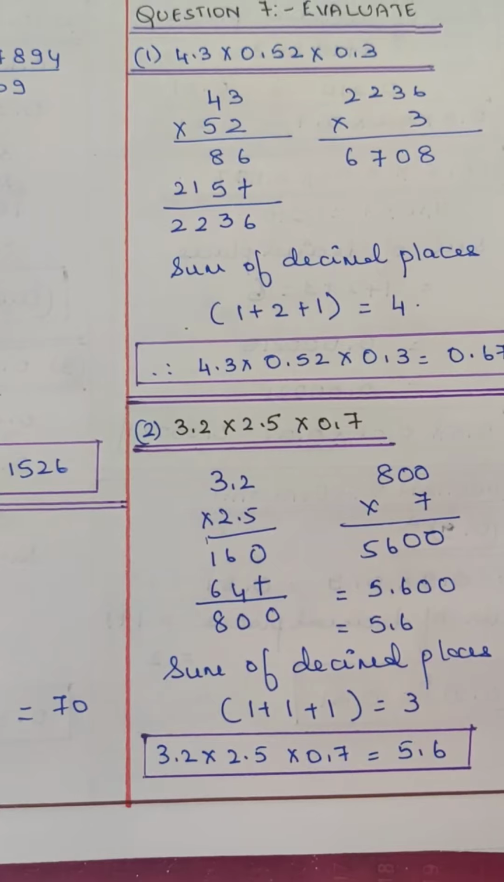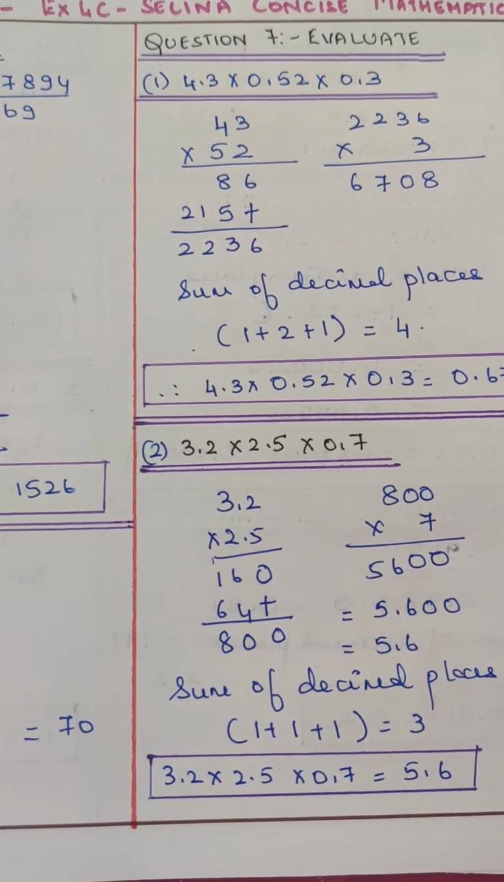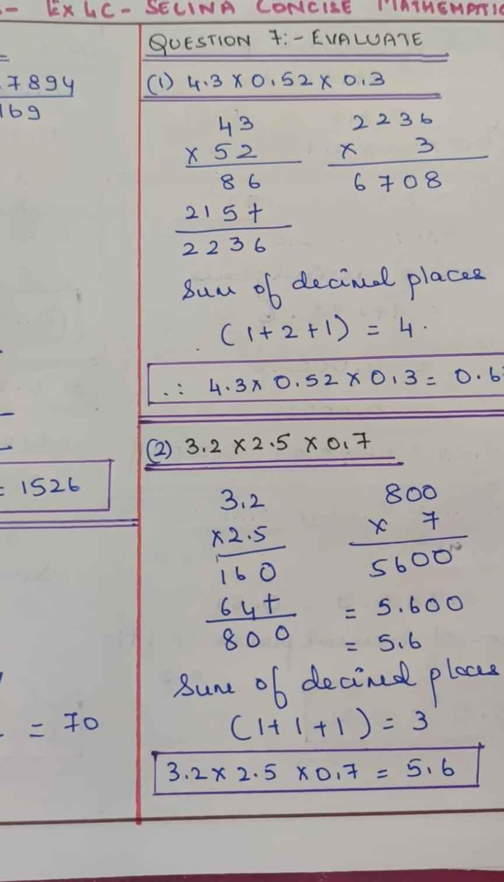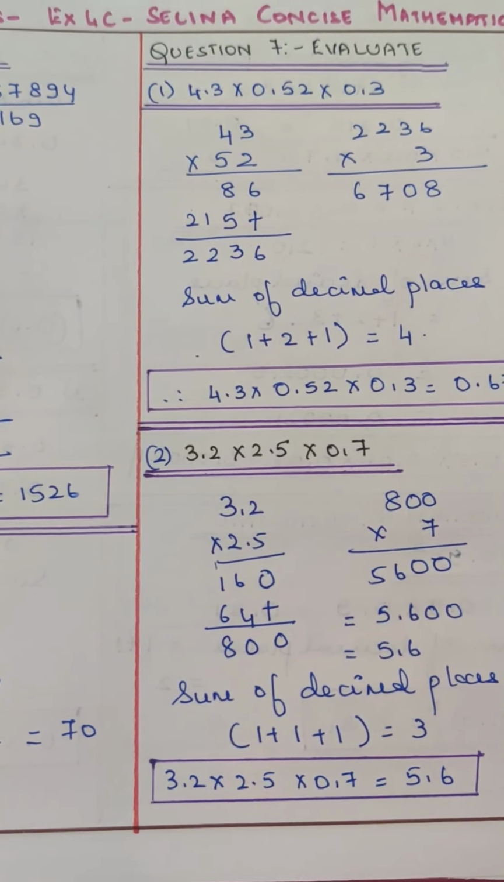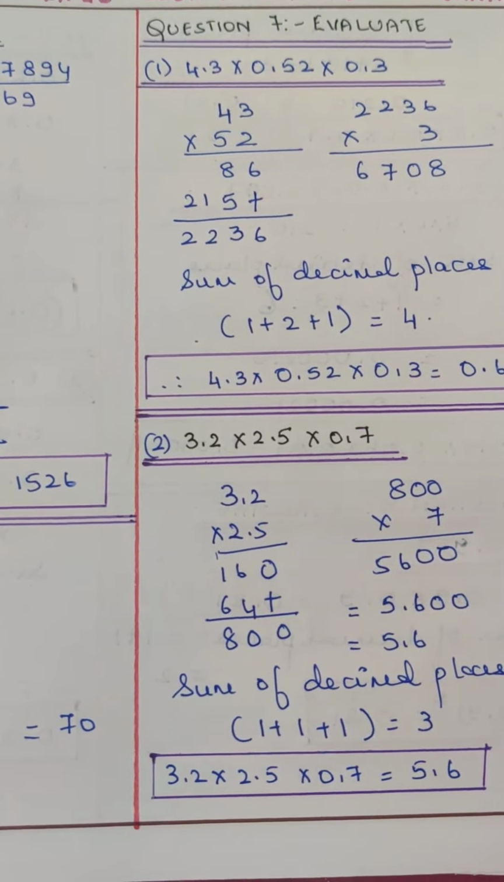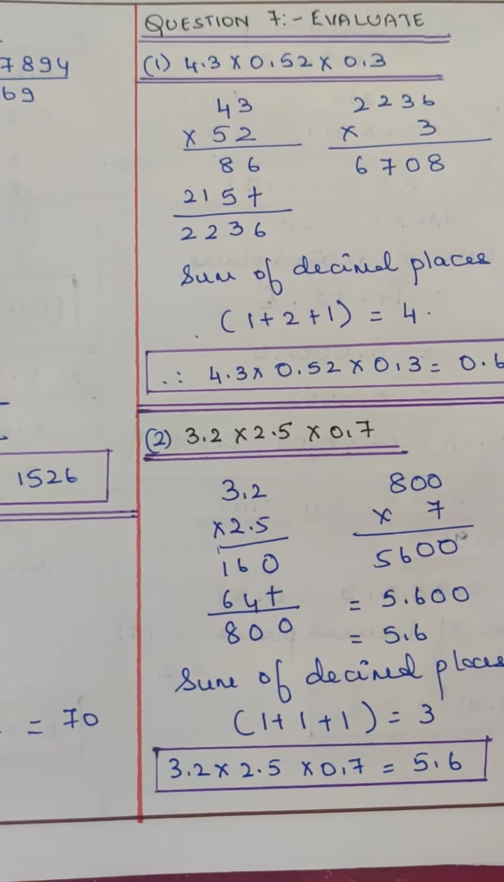a point after 3 places. So you mark a point between a 5 and a 6 because you have 3 digits. Therefore it becomes 5.600. So after a point if 0 is continued, you can remove the 0. It becomes 5.6. Therefore 3.2 into 2.5 into 0.7 is equal to 5.6.